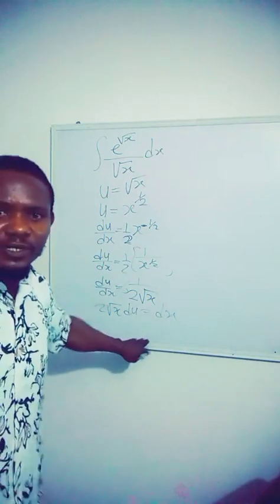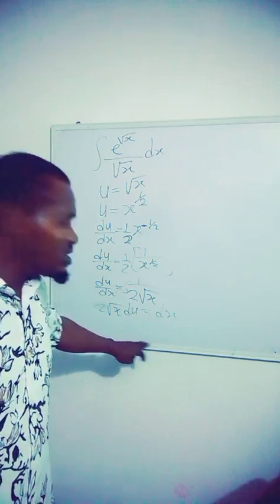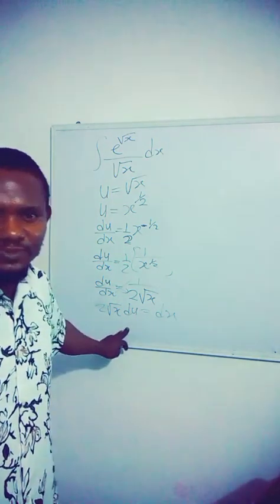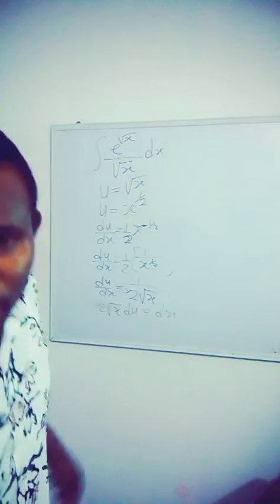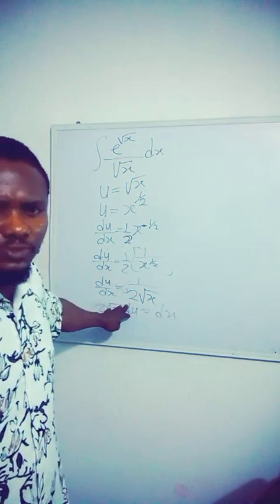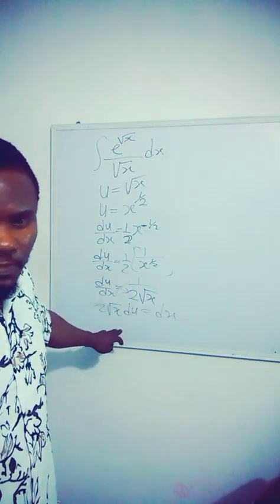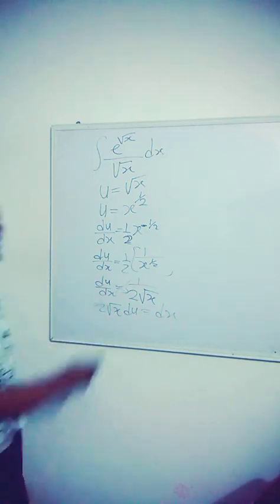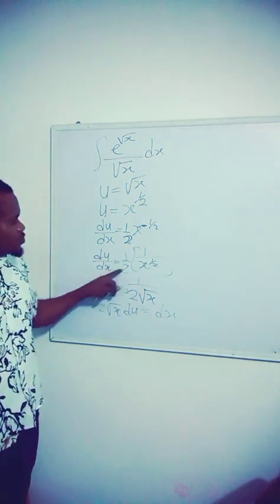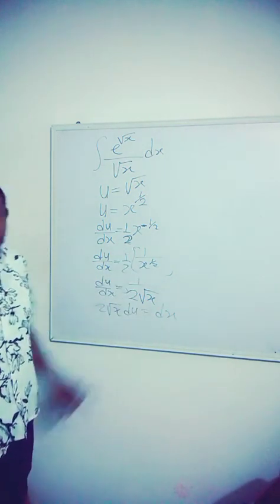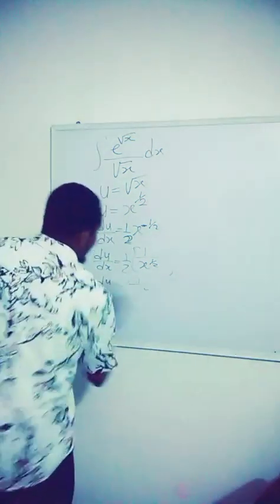Guys, is this clear up to this point before I continue? Should I repeat this step? This is just simplification. Repeat or continue? This is 1 over 2 now. 1 times 1 is 1, 2 times x raised to power 1 over 2. Okay, I should repeat that. Let me repeat this for the last time.